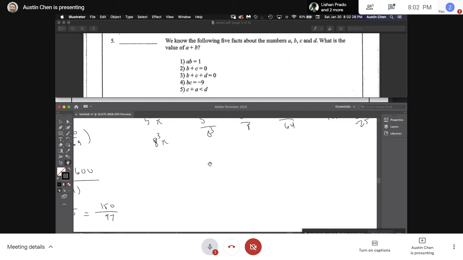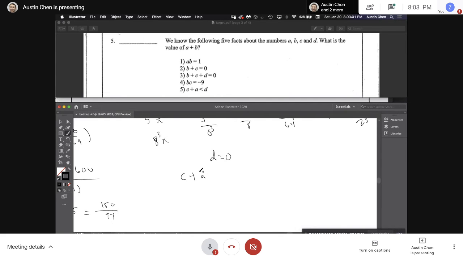Okay, and we just want to look at the facts and see anything that we can observe and try to work towards finding the values of these numbers. And from the second and third fact, you can see that D has to be 0, right? You have B plus C equals 0, and then you add D and it's still 0. So D has to be 0.